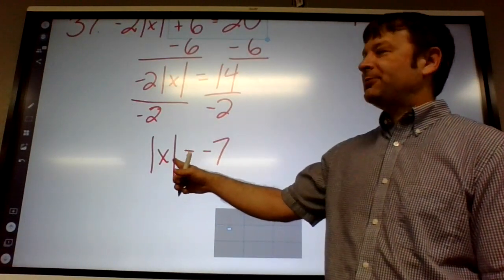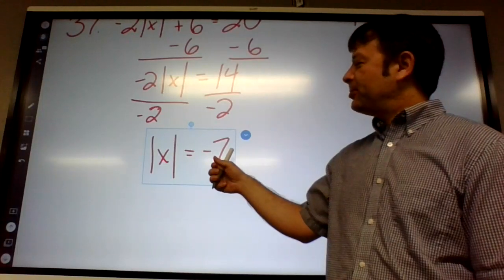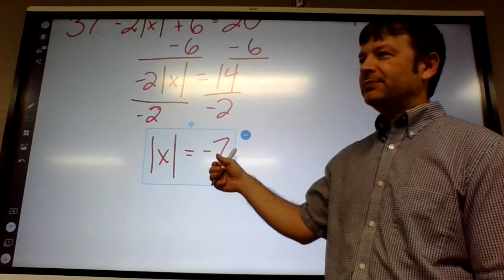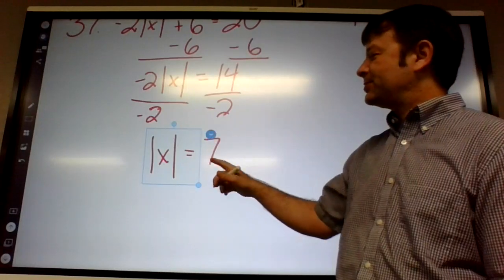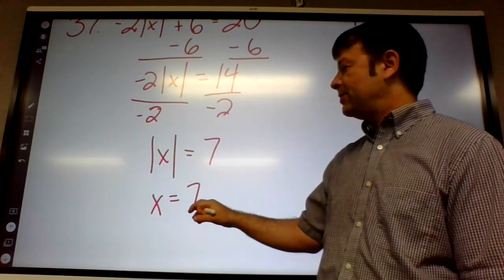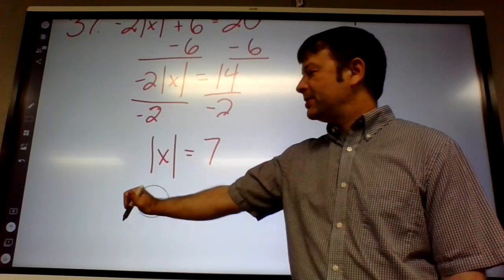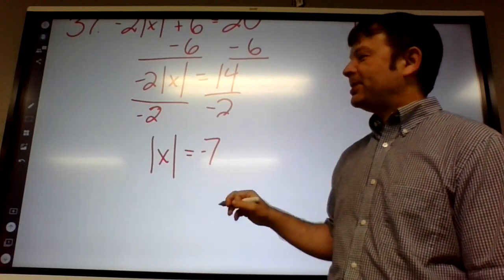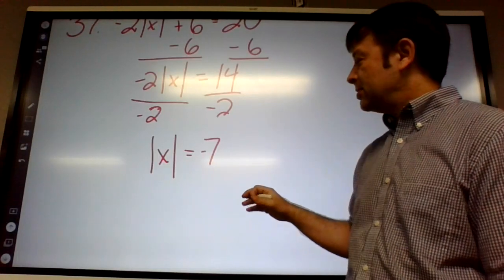Absolute value of x equals negative 7. You guys remember what happens now? No solution. If this had been absolute value of x equals 7, the answer would have been x could equal 7 or negative 7. But is it possible for the absolute value to equal a negative? No. No solution.